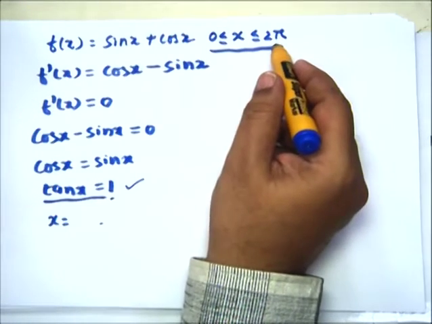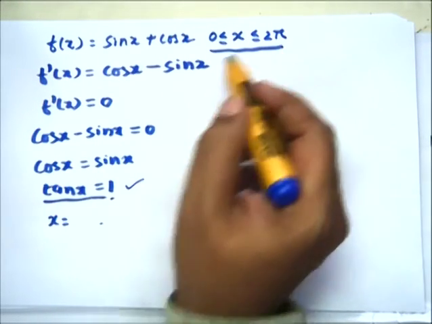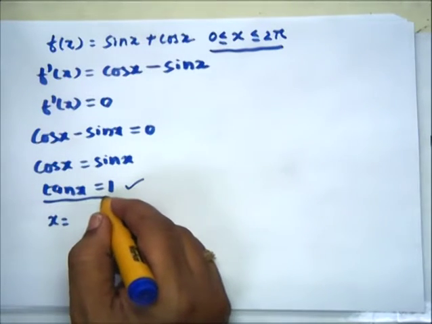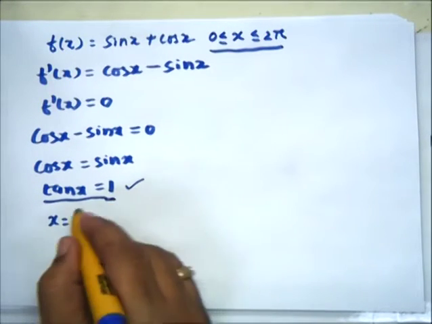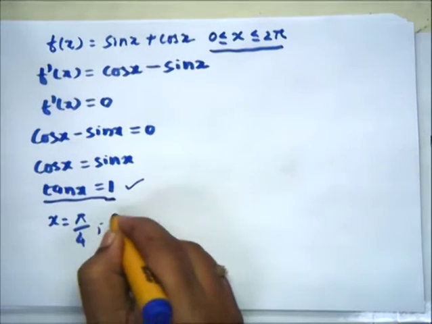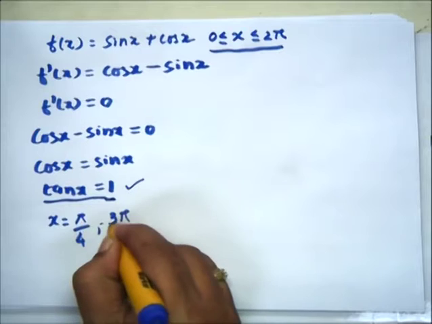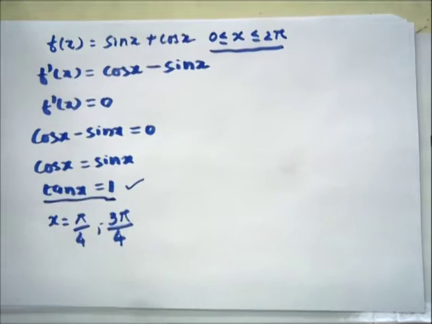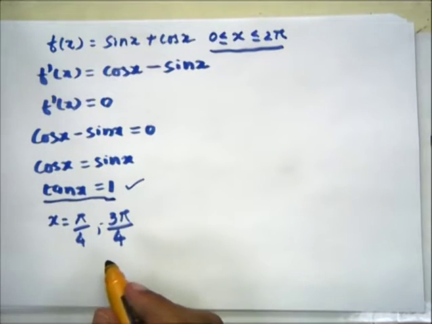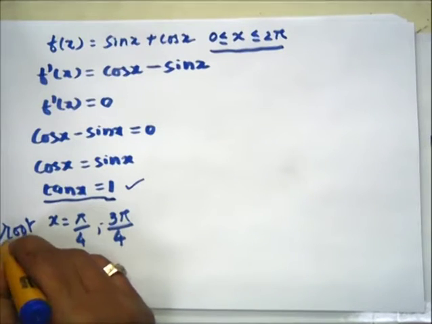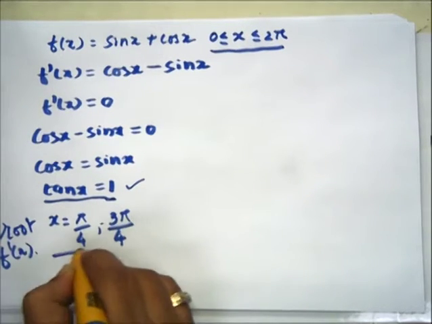For 0 to 2 pi, only in the first and third quadrant will tan x become positive. So one value for x is pi by 4 and another value is 3 pi by 4, that is pi minus pi by 4. For these two values, the function tan x will get value 1. So these are the roots of f dash x.